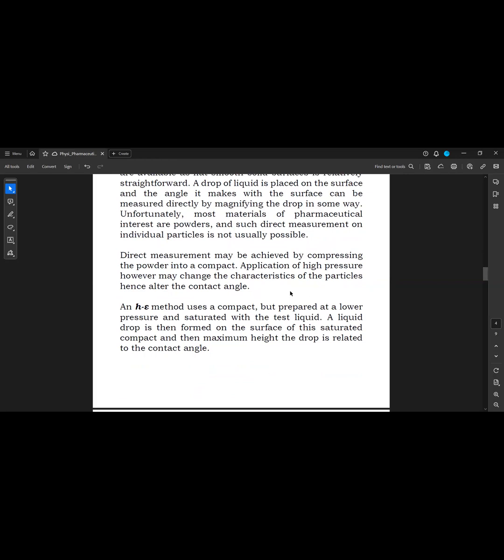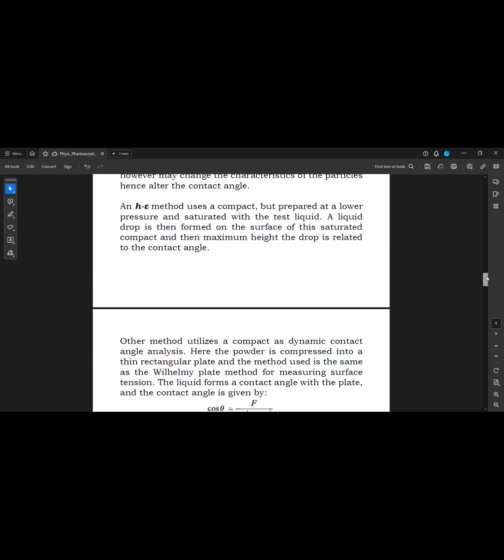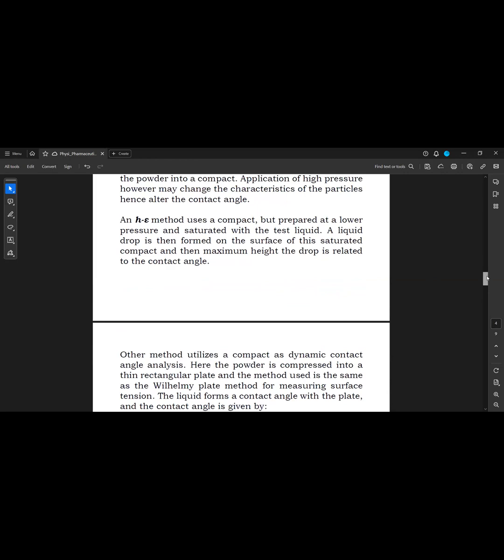So the HE method uses a compact prepared at a lower pressure and saturated with the test liquid. A liquid drop is then formed on the surface of the saturated compact, and the maximum height of the drop is related to the contact angle. So what I understood is that when you have a powder, you compress it together, you prepare it at a lower pressure, and then you mix it with a test liquid until it's saturated. Then a liquid drop will be formed, and you're still able to calculate the contact angle. So you can't get the contact angle without mixing the powder with a liquid.